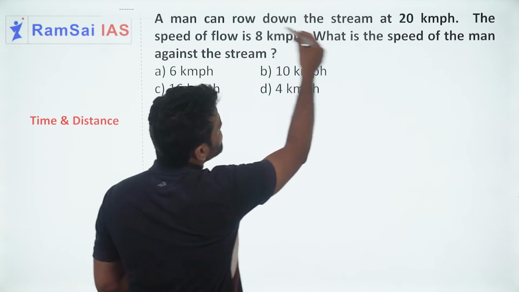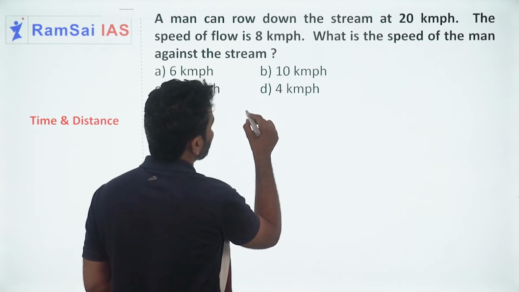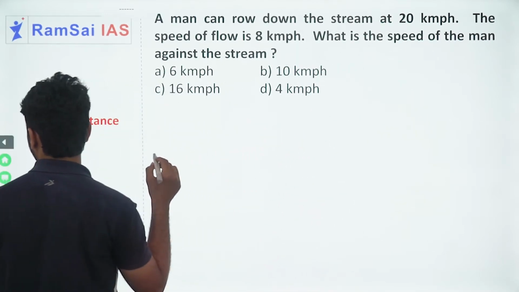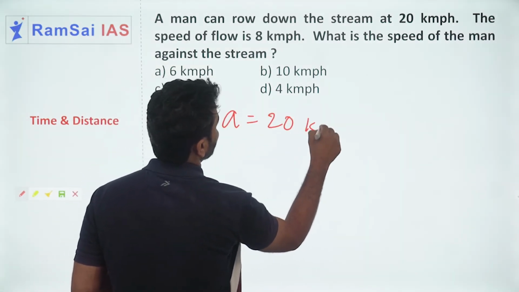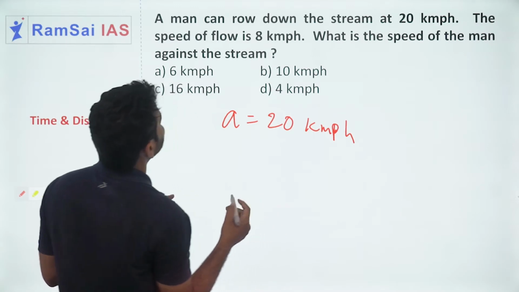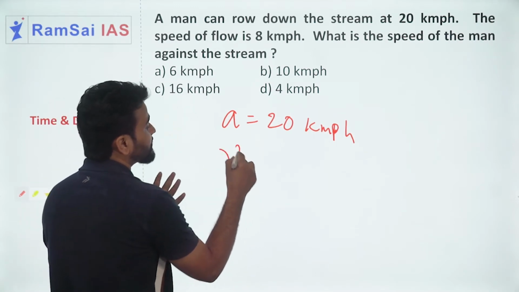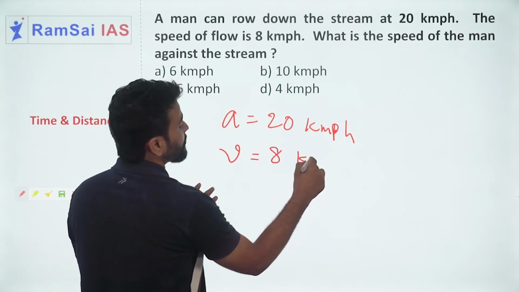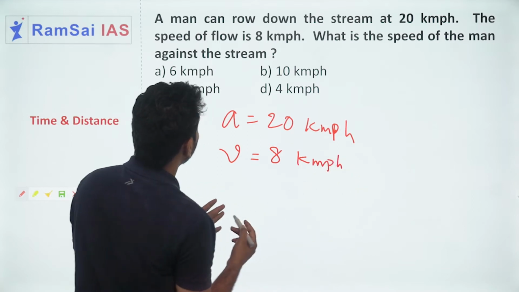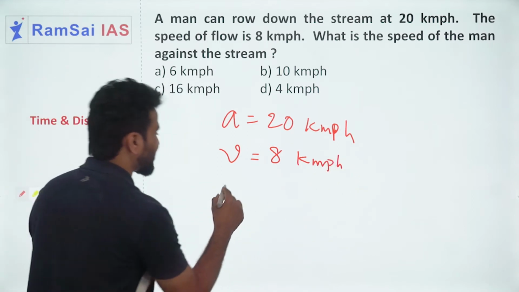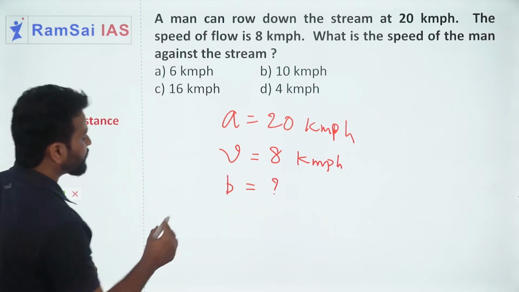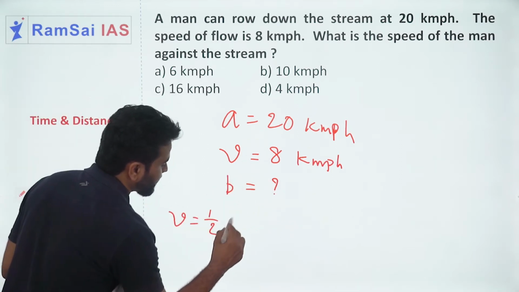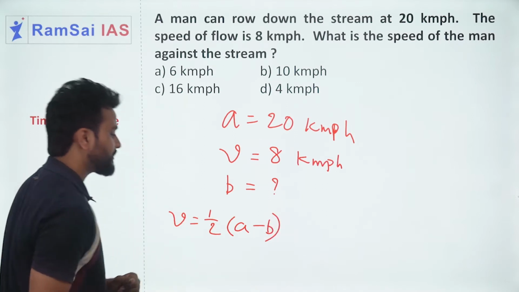So, here downstream speed is represented by A. A equal to 20 km per hour. And here the speed of flow is nothing but stream speed, 8 km per hour. And we need to find out what is the speed of the man against the current? B equal to dash. We know the formula V equal to half of A minus B. Substitute here, you will get the answer.